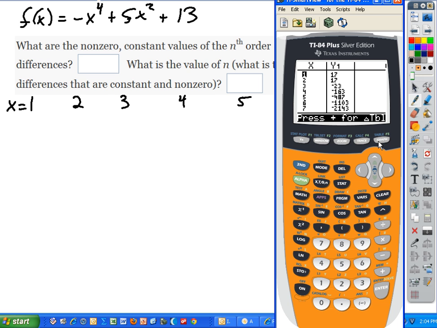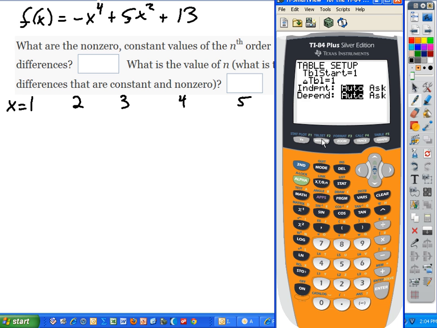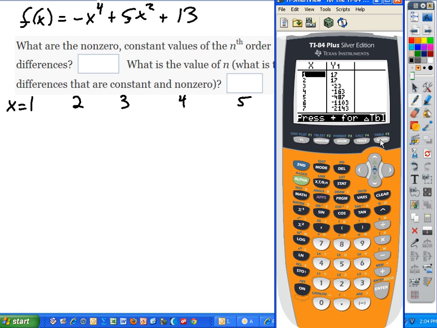Now, what if, like earlier today when I did this first period, my table started at like 500 or something weird like that? I don't want to manually have to go all the way up that list. So what you can do then is you can just go to table set, second F2, and you can set the starting value to be whatever you want it to be. So we would want it to be 1, which it is. So I would just put a 1 there, hit enter, and then I would go second table, and it would look like that. Okay, so here are the y values.